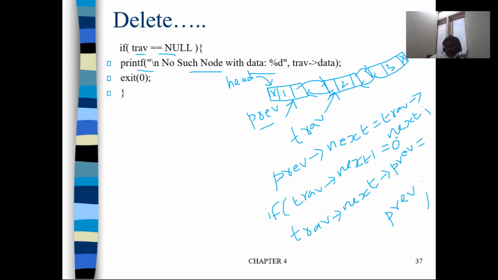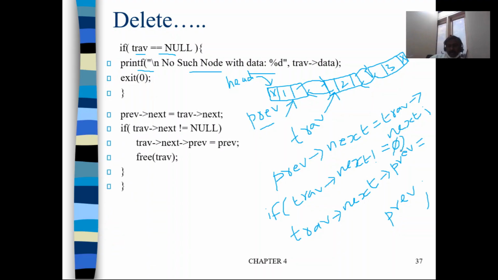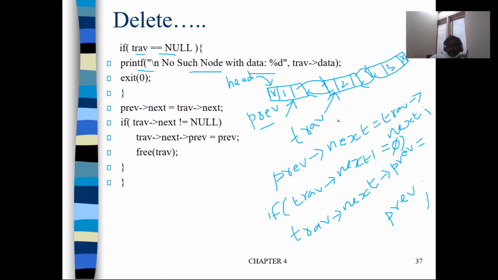I represent null like this for quick writing. Okay, so this is the logic. Previous arrow next is equal to traverse arrow next, and then traverse arrow next arrow previous is equal to previous. But before doing this, check if traverse arrow next is not equal to null. Then finally, free that particular node which you want to delete. So that's it, the logic for delete.